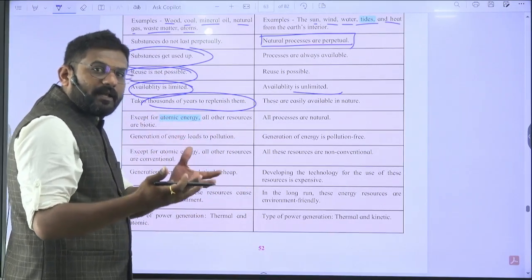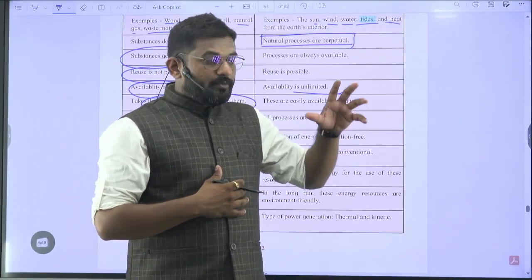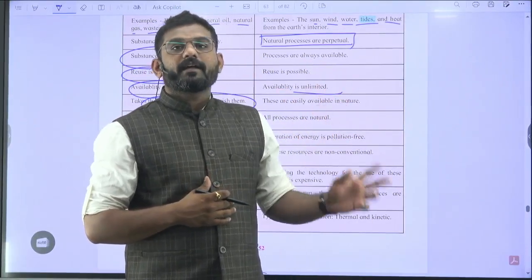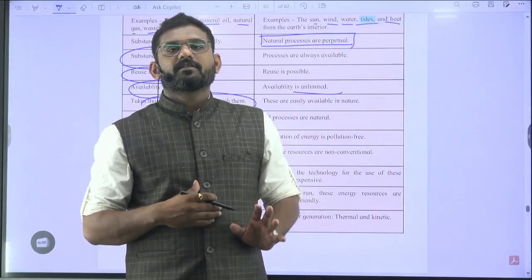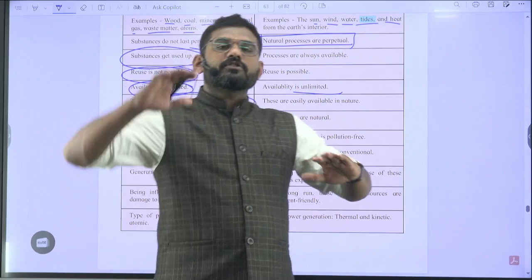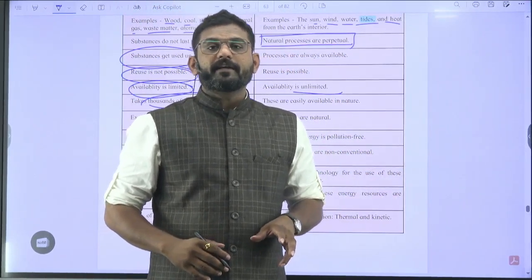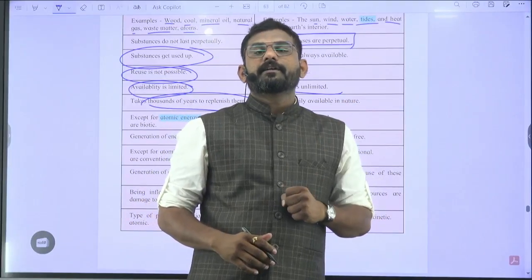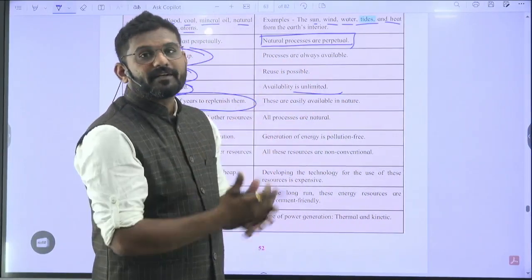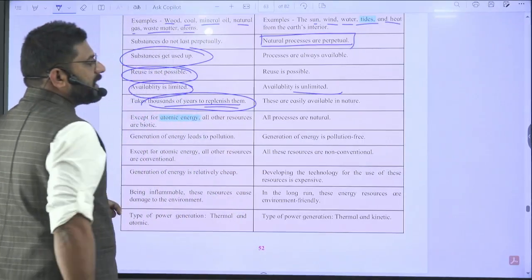Again, when will the coal be created? Once you use coal, then the forest has to be submerged, and after the submersion of forest under the land, thousands of years later this coal will be created. Petroleum will be created after thousands of years. It takes thousands of years, that's what it is telling. Thousands of years will take to replenish it.